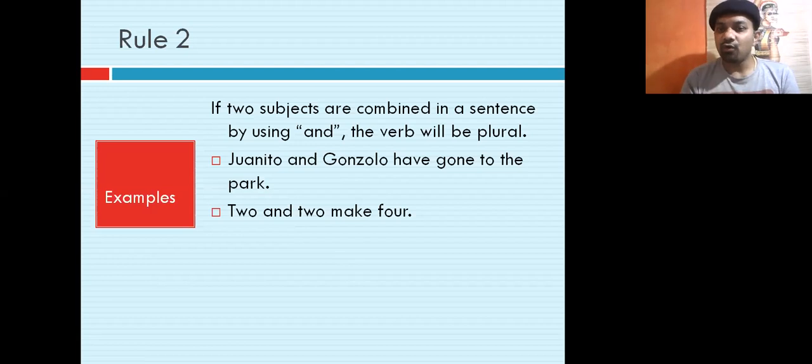Juanito and Gonzalo have gone to the park. Suppose you rewrite this in this way. Juanito has gone to the park. Gonzalo has gone to the park. Why has? What is Gonzalo? He. With he we use has. The simple way. Since the subject is plural, combined by using the word and, the conjunction, Juanito and Gonzalo have gone to the park. This makes it plural.